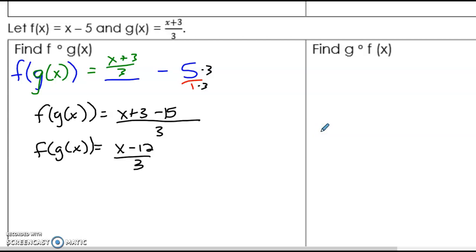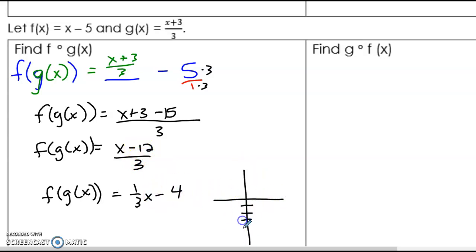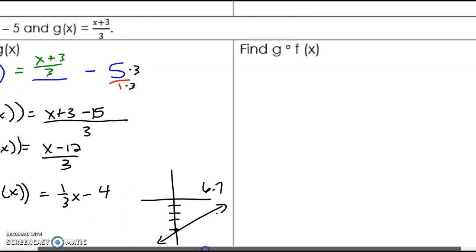When we get into the next section, we'll want to graph these out. So if I wanted to graph this equation, remember that you can rewrite it 1/3 x and then 12 over 3 is 4, so minus 4. So if I wanted to graph this, then we can come down 4, up 1 over 3. So we don't need to do that today, but for section 6.7, we'll need to be able to graph linear equations. Okay? All right, let's go to the next one.